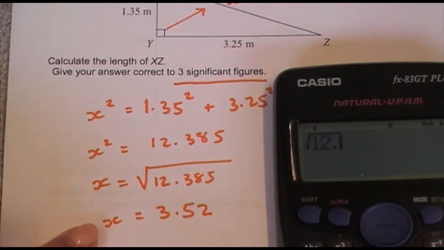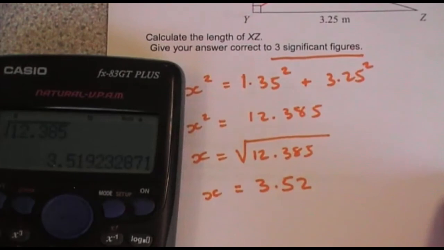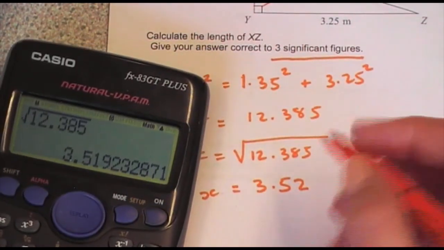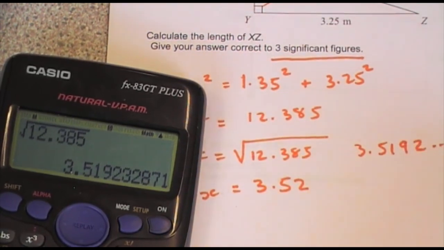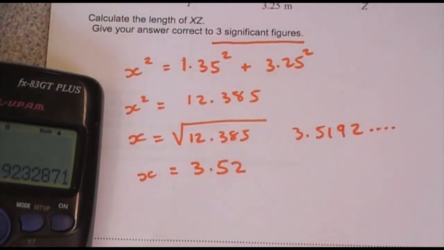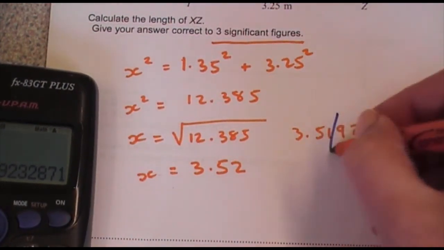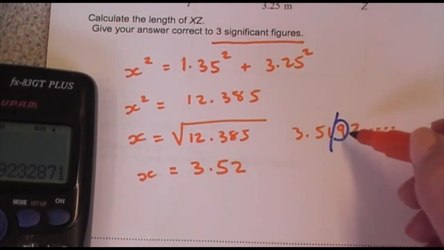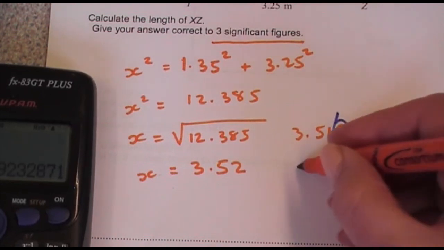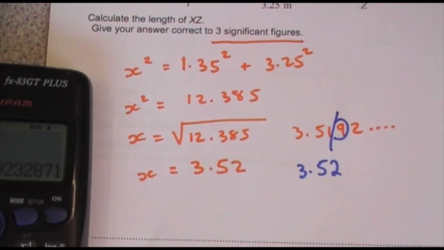So root of 12.385 equals... Okay, so it would actually give you on the calculator 3.5192, blah, blah, blah. So there's a long number there. They wanted it to 3 significant figures. First, second, third, cut off after the 1. I have to pay respect to the fact that the 9 did exist, and therefore it makes that 1 round up. So that's 3.52, and that's where the answer comes from.